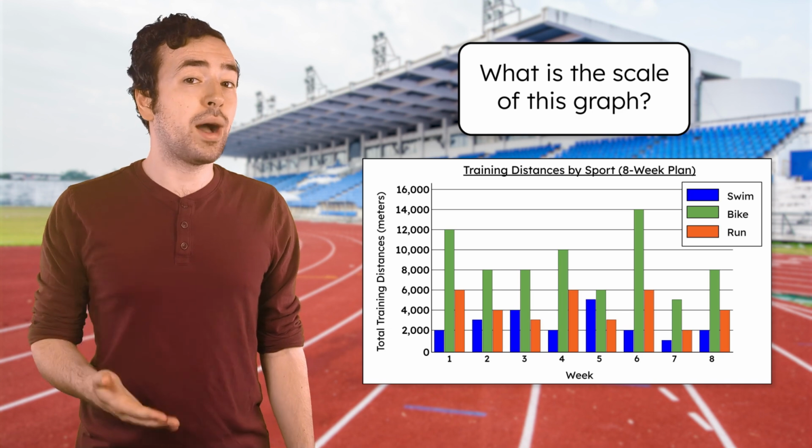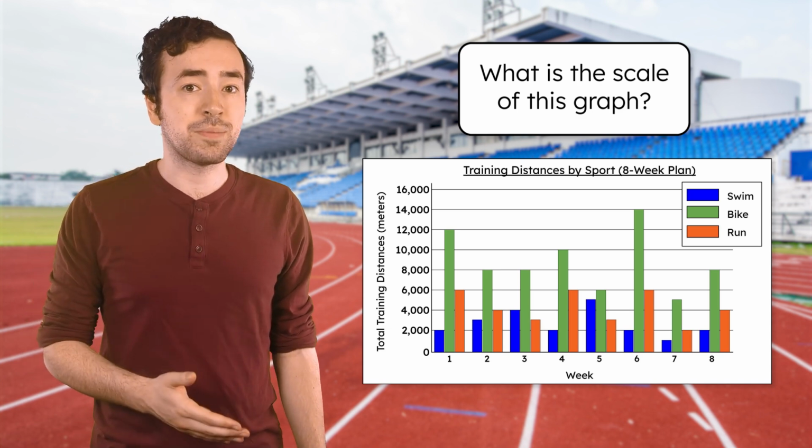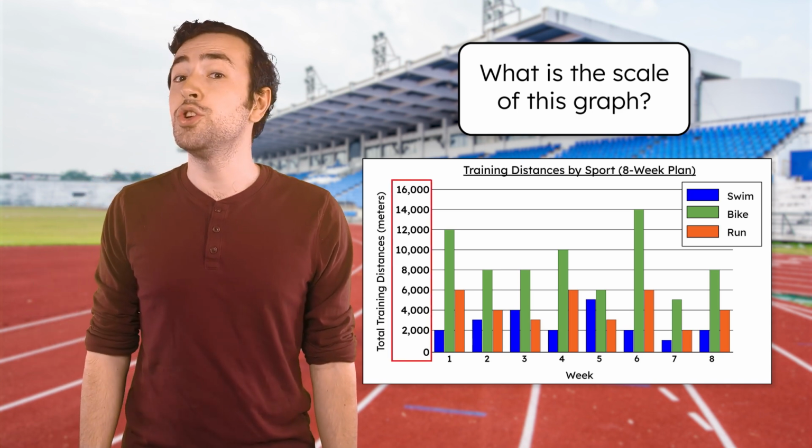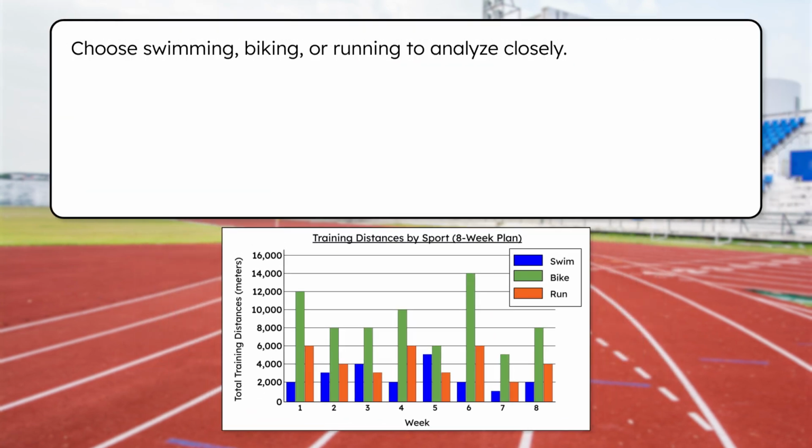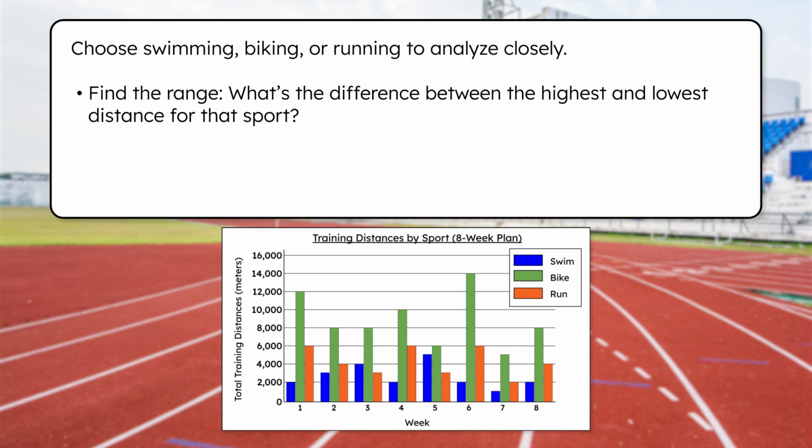The vertical y-axis is labeled in meters, and the intervals increase by 2,000. Choose swimming, biking, or running, then pause here to determine the range. What's the difference between the highest and lowest distance for that sport?